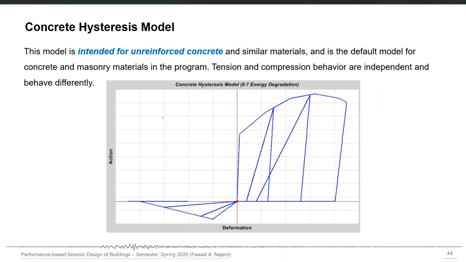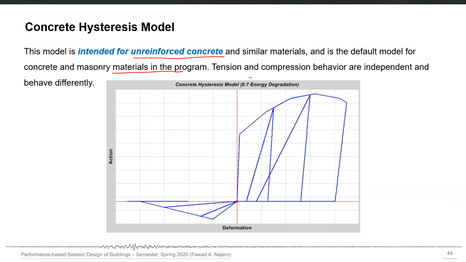Then you have the concrete hysteresis model, which is intended for unreinforced concrete. So when we define the unreinforced concrete for our concrete fibers, most probably we give this kind of hysteretic behavior to that. It is the default model for concrete and masonry materials. Tension and compression behavior are independent and behave differently. So the stiffness on the tension side and the compression side are different, unlike the other models which are there.